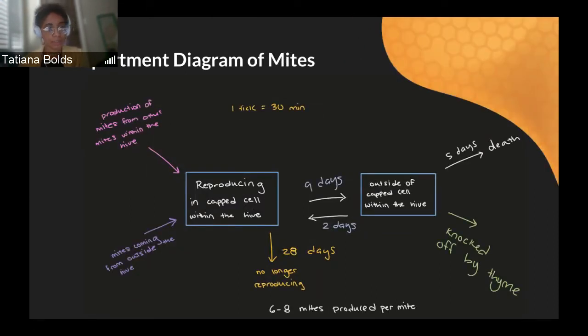We also made a compartment diagram for the mites for the microscale, and we decided that there would be two states for the mites: they can be reproducing in a capped cell inside the hive, or they can be outside of the capped cell within the hive, traveling to a new capped cell. There are multiple ways that more mites can be produced, or they can die off or be knocked off by thyme. That results in 6 to 8 mites being produced per mite. So now we'll talk about our model.